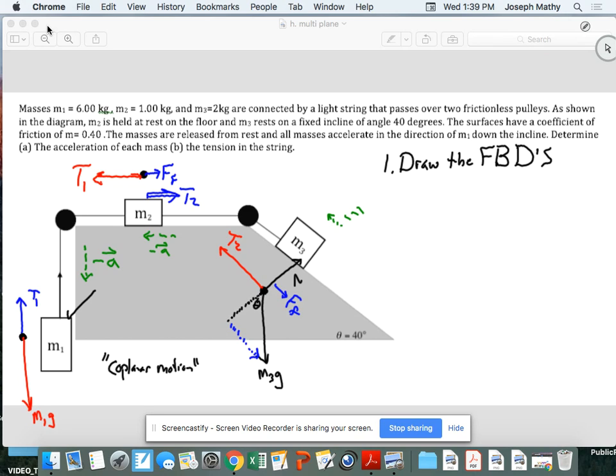Take a look at M3. I didn't draw the M3G right here. I didn't use a red or a blue because that force vector acting on M3 is not coplanar. It's acting perpendicular to the surface of the Earth. It's not even involved. The only reason it comes into play is because it builds things that we need to solve this problem.